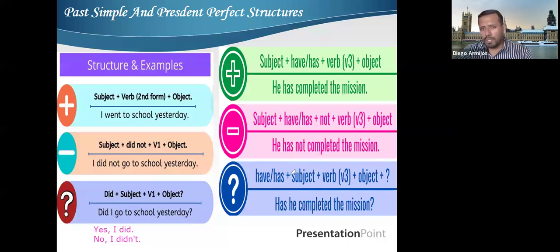Now, how do you make a question? Very simple. Have, has, and then you're going to switch a little bit. The subject is going to be not at the beginning, but kind of in the middle, okay? Plus verb 3 plus object. For example, has he completed a mission?